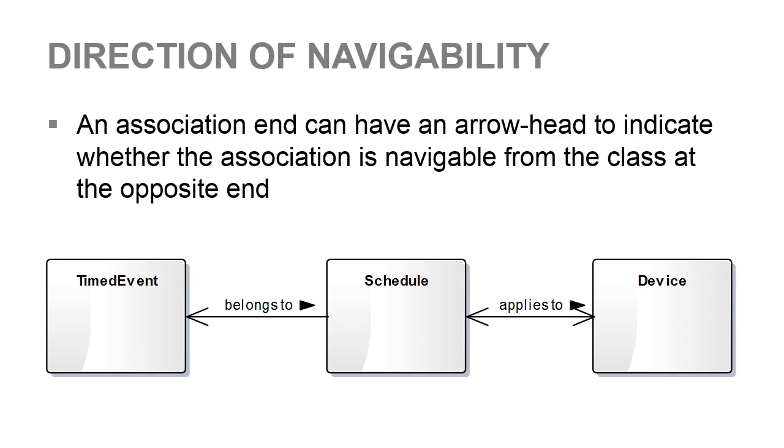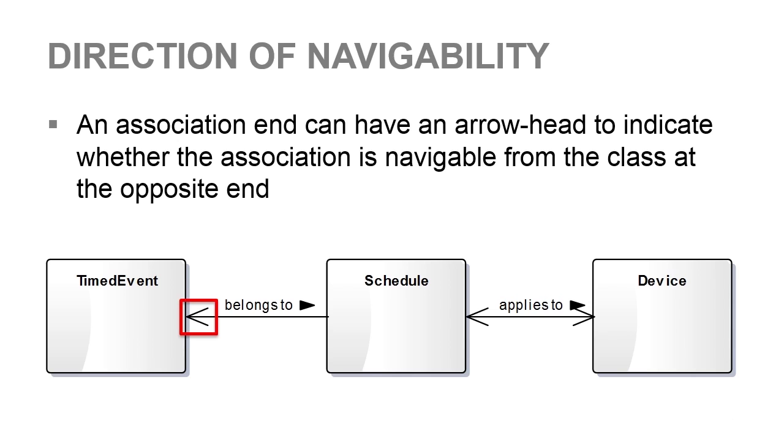An association end can have an open arrowhead on it. This shows that the association is navigable to the class at that end from the class at the opposite end. Arrowheads at both ends mean that the association is navigable in both directions. No arrowheads means the navigability is unspecified, but assumed to be from both ends.